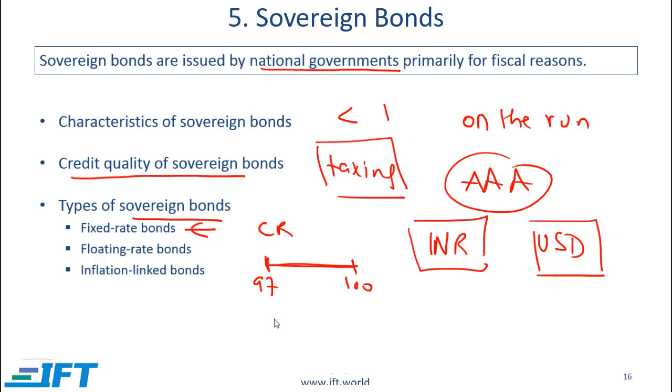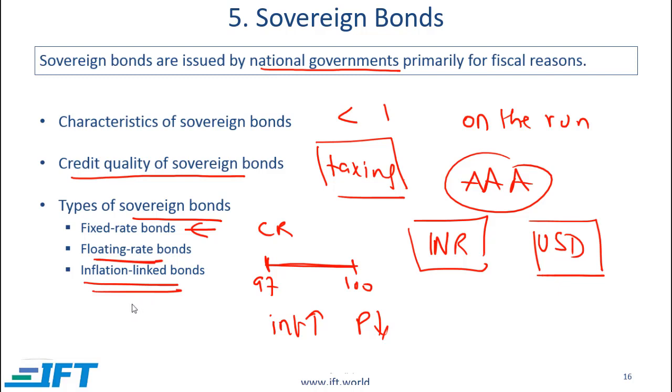The issue with fixed rate bonds is that they are very sensitive to interest rates. If interest rates go up, then the present value of all the future cash flows is going to come down. In other words, the price of the bond will come down. Some countries issue floating rate bonds, and we've gone over this several times. With floating rate bonds, the coupon payment is tied to some reference rate. And finally, some governments issue inflation-linked bonds.